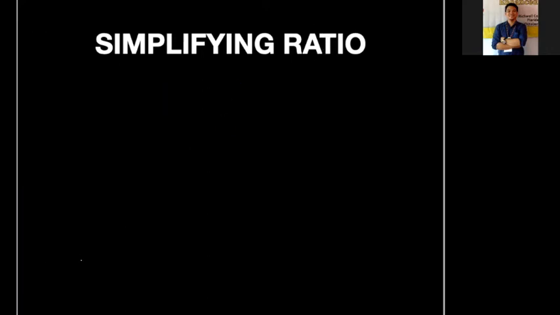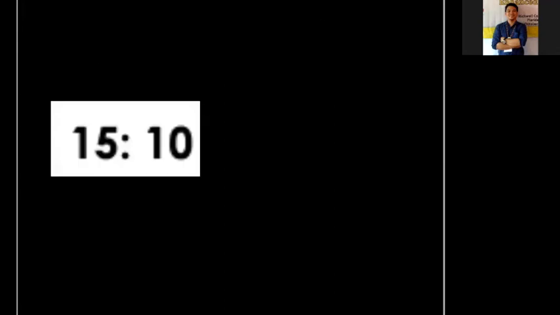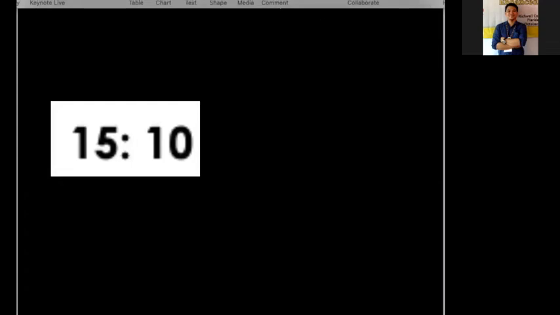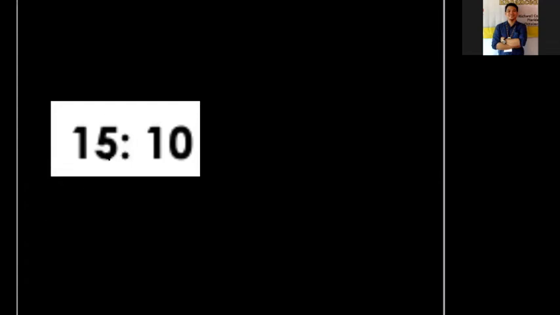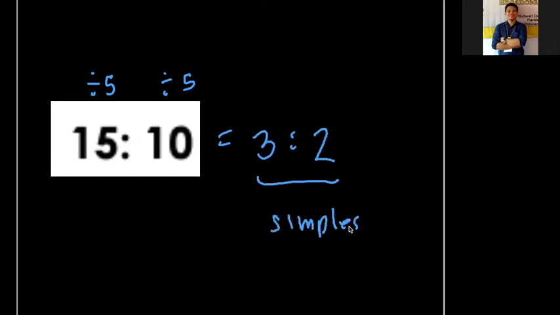By doing the same thing for ratio, if we have 15 over 10, we just need to find a number we can divide to both numbers, and that is 5. So by dividing both of them by 5, we'll get 3 is to 2. So 3 is to 2 is the simplest form of 15 is to 10.